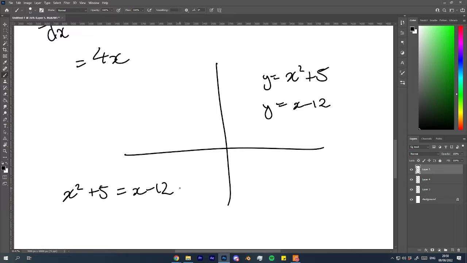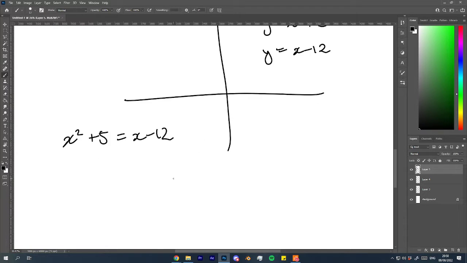Let's say there was an intersection point. In this case there isn't, and you might have a question: prove that these two graphs don't have an intersection point, or prove they have one intersection point, prove that they have two intersection points. And this thing is called the discriminant. If you do further maths GCSE, you might have heard of it. x squared plus 5 equals x minus 12. I'm just going to bring everything to the left hand side. Minus x, 5 minus 12 is minus 7, I believe, equals 0.